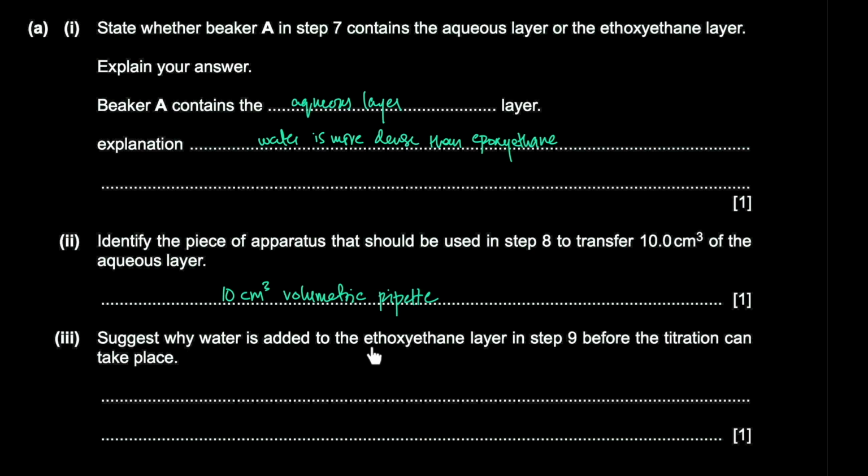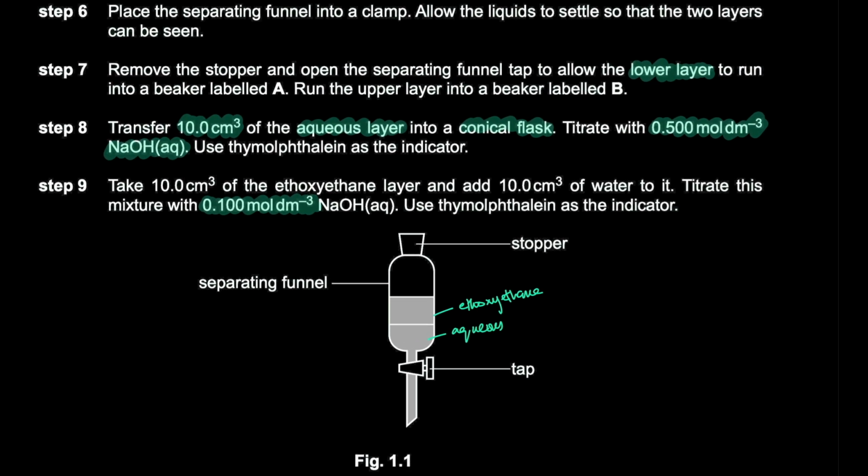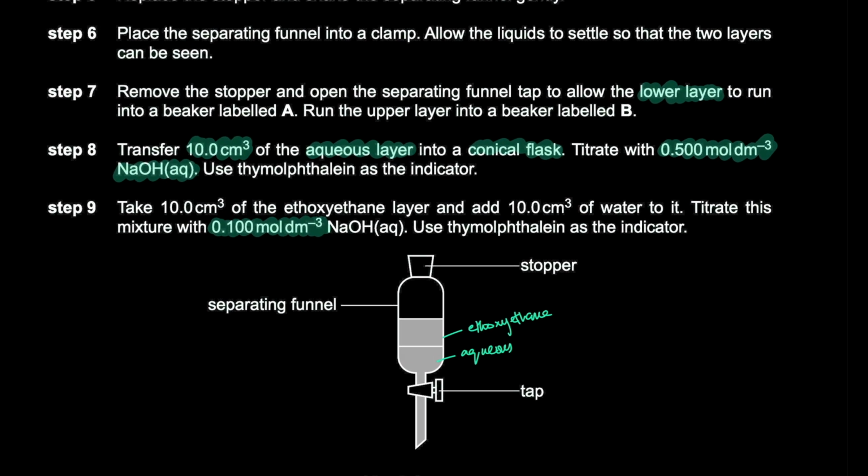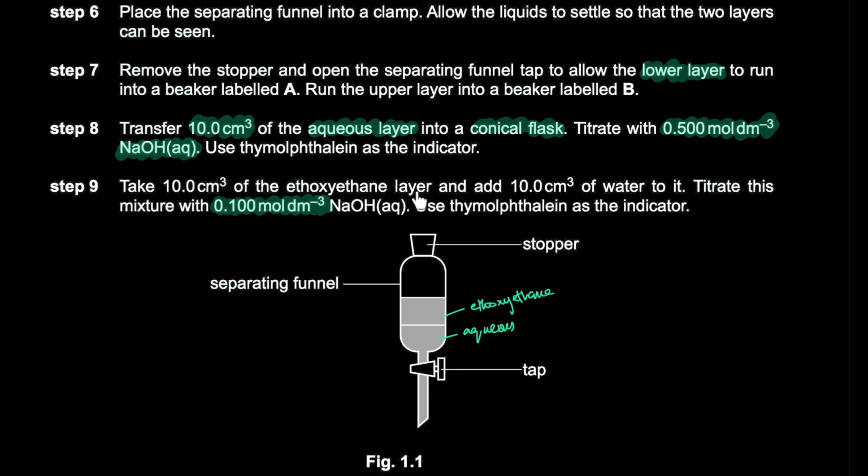Suggest why water is added to the ethoxyethane layer in step 9 before the titration can take place. So let's go to step 9. Now what we're doing here is taking 10 cm³ of the ethoxyethane layer, and then we're adding 10 cm³ of water and then titrating the mixture. Now our objective is to find the amount of solute present in the ethoxyethane layer. Our objective is to find the amount of butane dioic acid, that's the solute, in the ethoxyethane layer. But the reason we're adding water is because in order for the sodium hydroxide to react with the butane dioic acid, right?